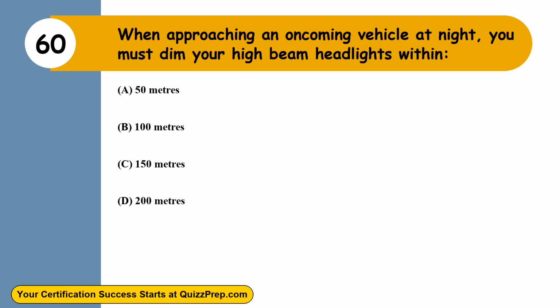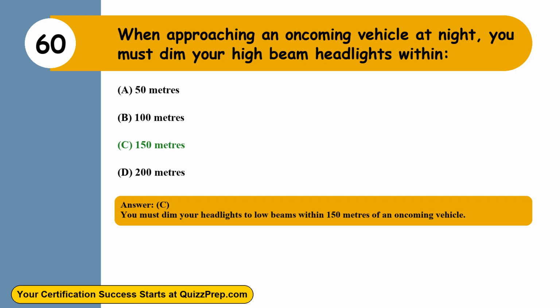Question 60. When approaching an oncoming vehicle at night, you must dim your high beam headlights within: Option A. 50 meters. Option B. 100 meters. Option C. 150 meters. Option D. 200 meters. The correct answer is option C. 150 meters. You must dim your headlights to low beams within 150 meters of an oncoming vehicle.